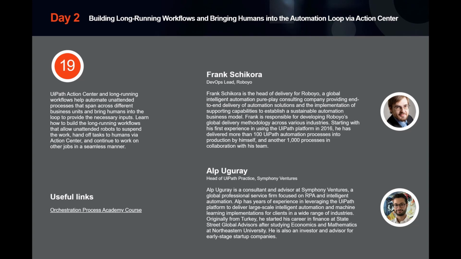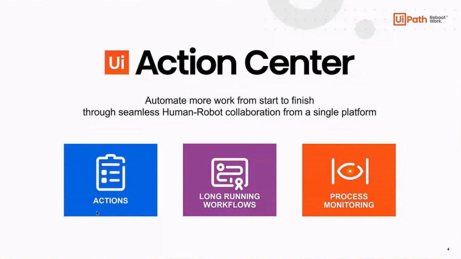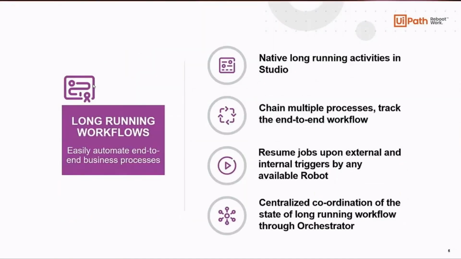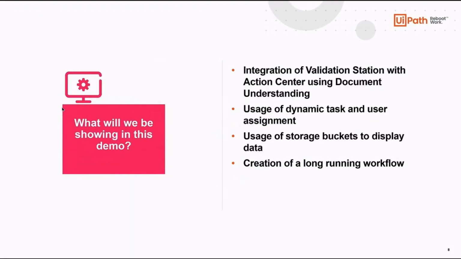Building long-running workflows or human-in-the-loop with Action Center. Action Center is about including humans in the loop and automating more work from start to finish, and is at the forefront of long-running workflows. It can chain together multiple processes, resume jobs upon external and internal triggers, and centralize the coordination of the long-running workflows through Orchestrator. The session demos a very interesting use case for a long workflow integrating Validation Station with Action Center using Document Understanding and demoing the usage of dynamic tasks as well as storage buckets.